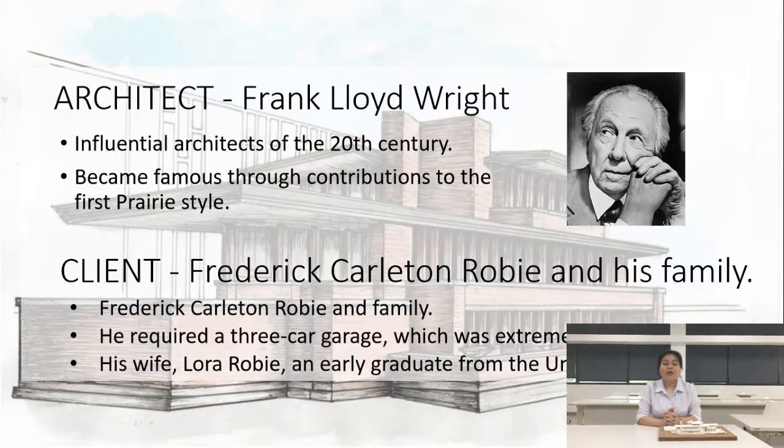Robie was very suitable for a maverick architect. He was an inventor and owner of a bicycle and an automobile company. He required a 3-car garage, which was extremely rare in 1910.